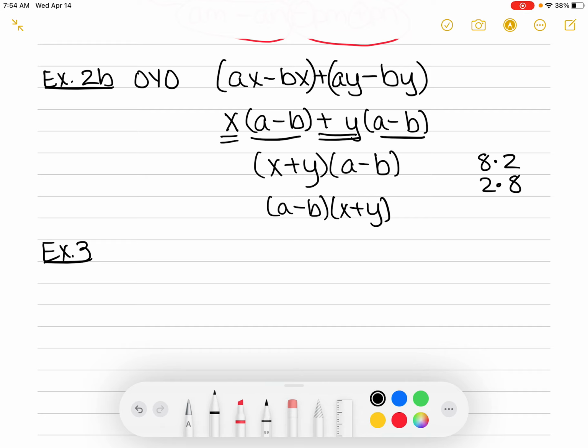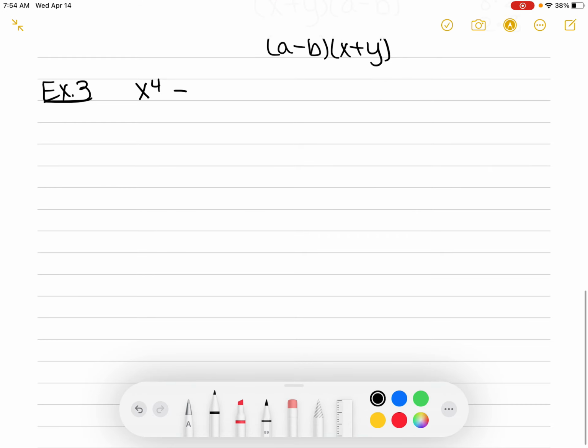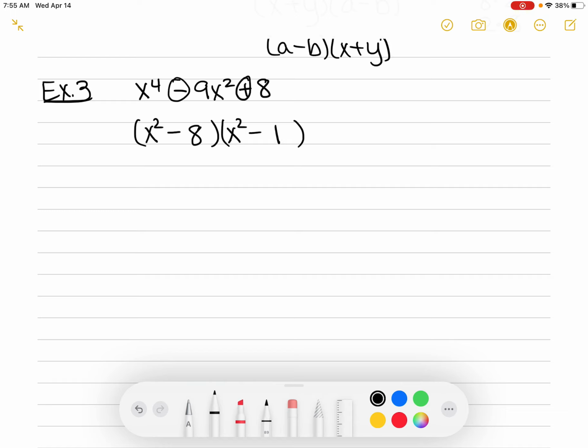example 3. So in this one, we have x to the 4th minus 9x squared plus 8. Okay, so if I'm factoring this, I can already see that this has to be x squared and x squared, right? So now I'm going to work on the 8, and I'm trying to make 9, and it's adding, but I have a minus sign, so that means I'm going to need minus, minus. And so the only thing that can make 9 with 8 is an 8 and a 1, right?